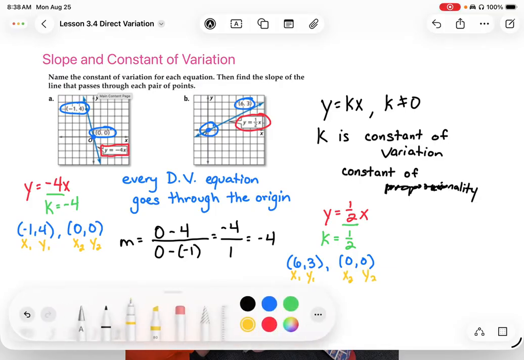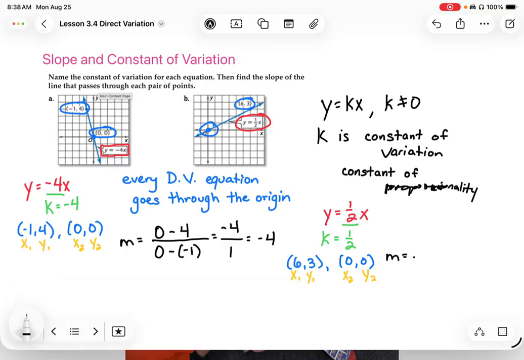What do you think the chances are this one comes out to be 1 half as well? I think they're pretty good. I think it's probably going to be 1 half. Y2 minus y1 over x2 minus x1. 0 minus 3 is negative 3. 0 minus 6 is negative 6. And negative 3 divided by negative 6, what do you know? It's a half. So the constant of variation or the constant of proportionality is the exact same thing as the slope. It's the value that is found in front of the x in a direct variation equation.